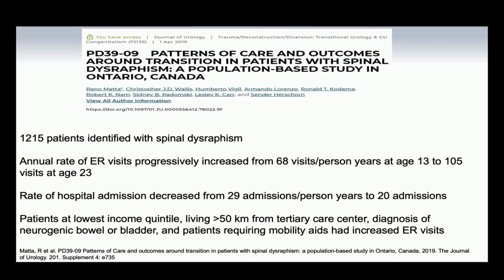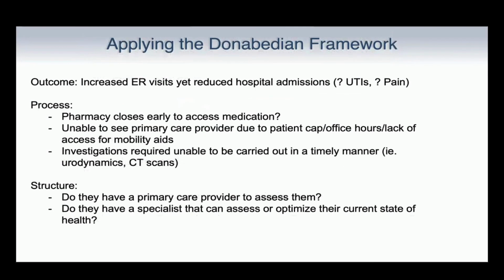So when you have data like this, the question then becomes, why is this happening and how can we fix it? Or at least that's what we should do in health services research. So if we were to apply that model that I showed earlier, the outcome being increased emergency department visits yet reduced hospital admissions, and assuming that, let's say, it's from UTI or pain, then the question becomes, is there a structure issue or a process issue? So a structure issue might be, do they even have a primary care provider to assess them? Or do they have a specialist, like a urologist, if it's urology related, that can assess or optimize their current state of health?